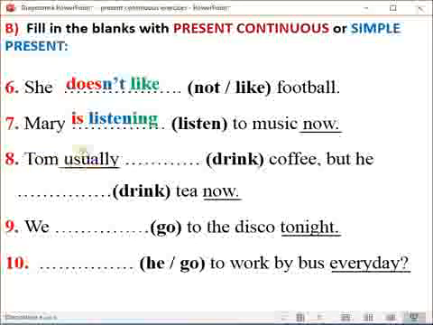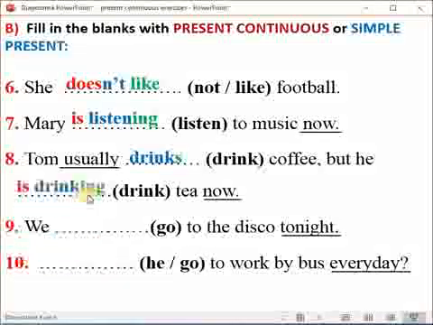Here Tom usually an adverb of frequency, the action is repeated, so we have to conjugate in the simple present affirmative form. So Tom usually drinks coffee, but he tea now, so the action is happening now at the moment of speaking, so the present continuous tense affirmative form, but he is drinking tea now at the moment of speaking.